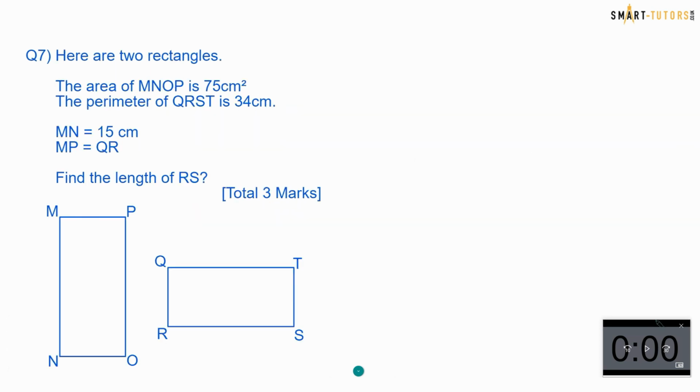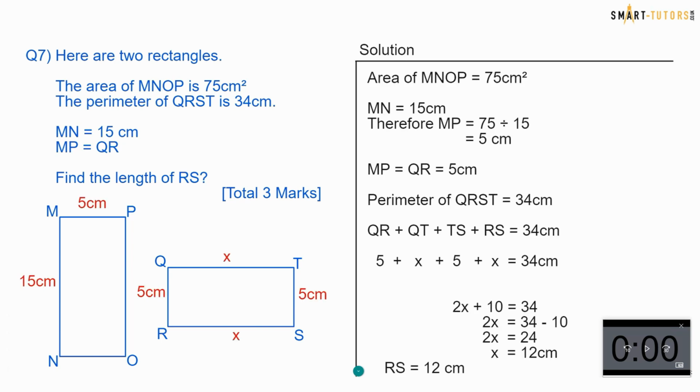Here are 2 rectangles. The area of MNOP is 75 centimeters squared. The perimeter of QRST is 34 centimeters. MN equals 15 centimeters. MP equals QR. Find the length of RS. It's a 3 marks question. The answer for RS is 12 centimeters. Okay, let's look at the working.